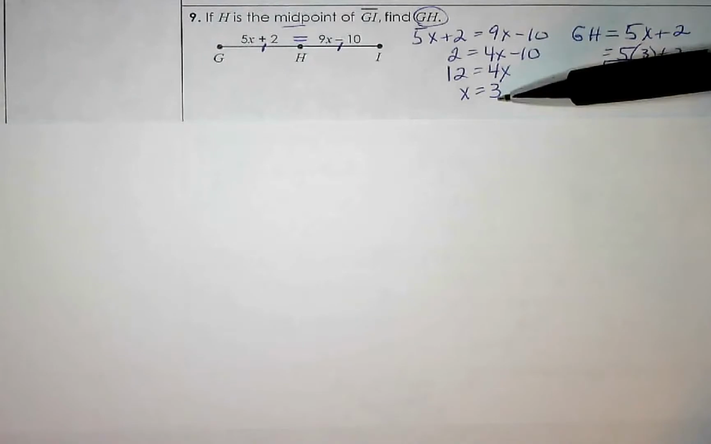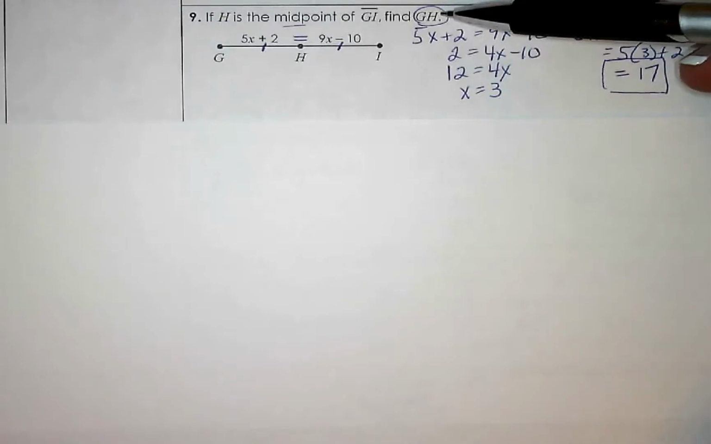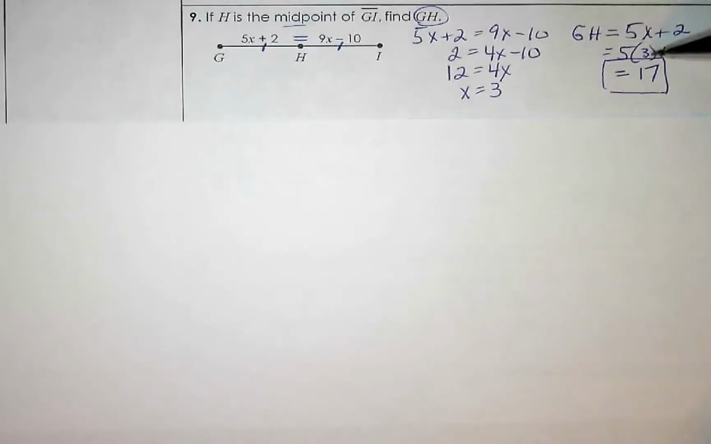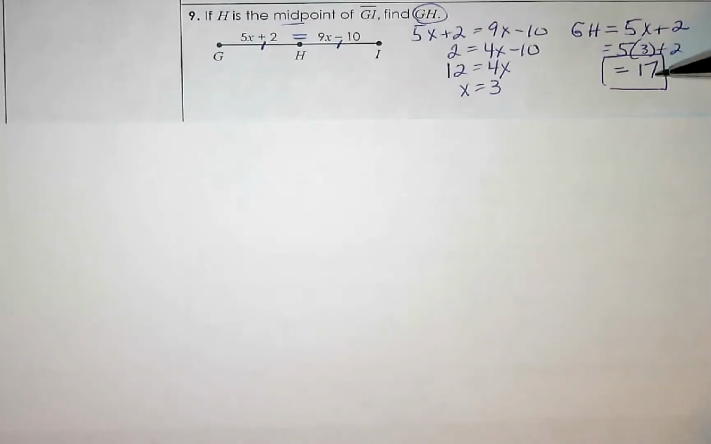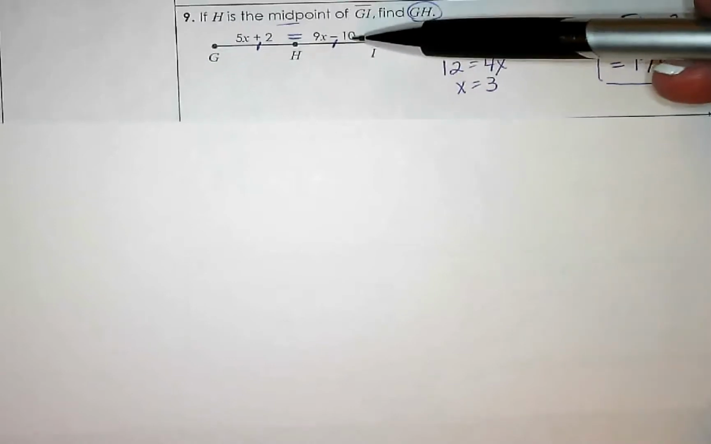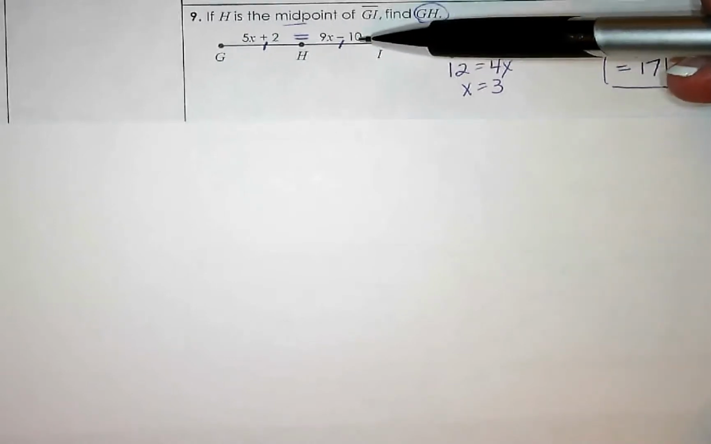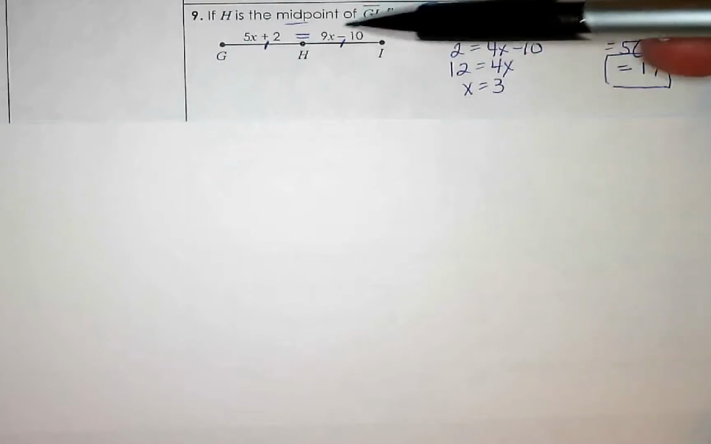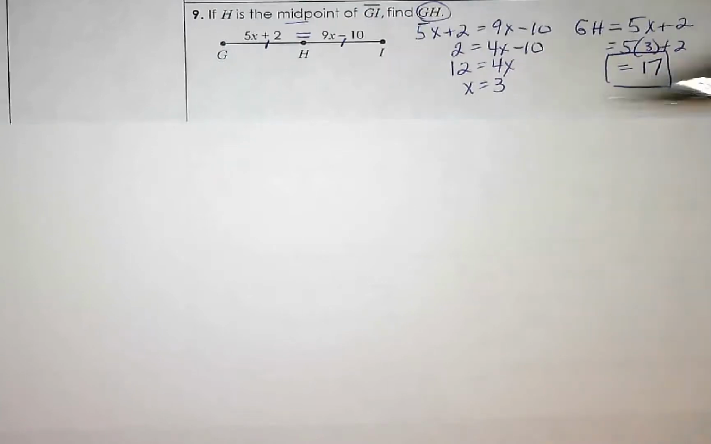Solve it. Go back and ask what they want you to find. So find GH. So I look over on the picture. GH is 5x plus 2. Substitute that value in. I get 17. What do you suppose I would get if I substituted it into this side? Yeah, if these two are equal, because this is the midpoint, this should also be 17. Is it? 9 times 3 minus 10 is 17. You can just kind of double check yourself.